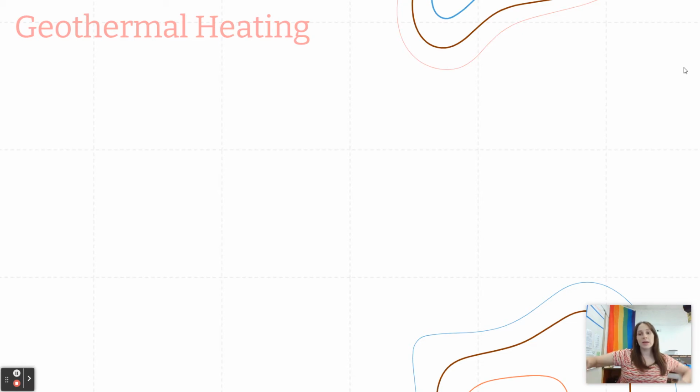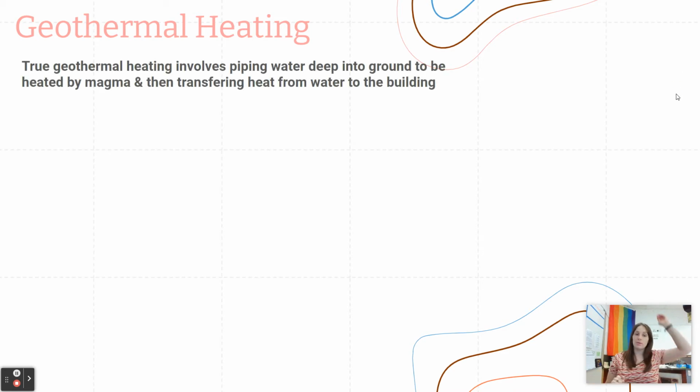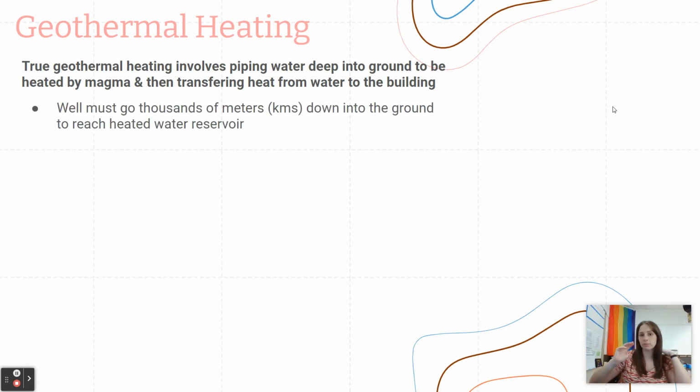So that is for making electricity. Now this is going to be geothermal for actually warming homes and businesses. So again, we're going to be piping down deep into the ground. That water is going to be heated by the magma. And then we are able to have warm water pumped back up for the steam. And we actually use that heat to heat a building or individual homes.